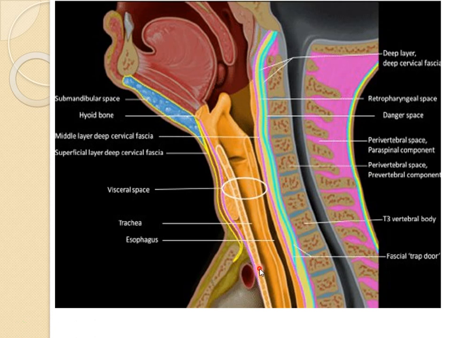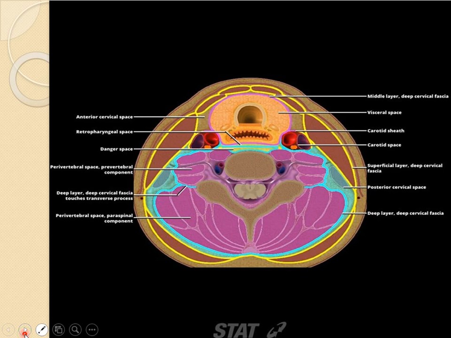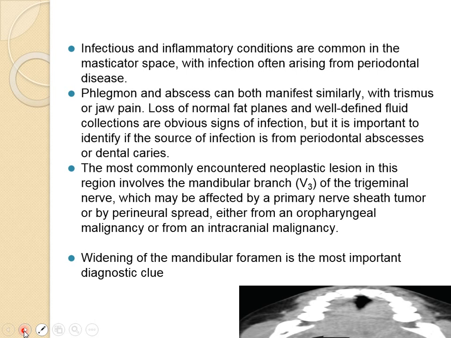This is the spaces and their extension. On the slide after that, we see the spaces. This green one is the masticator space. So everything here, we call it the masticator space. We are talking about this part. These spaces we will come to another time.